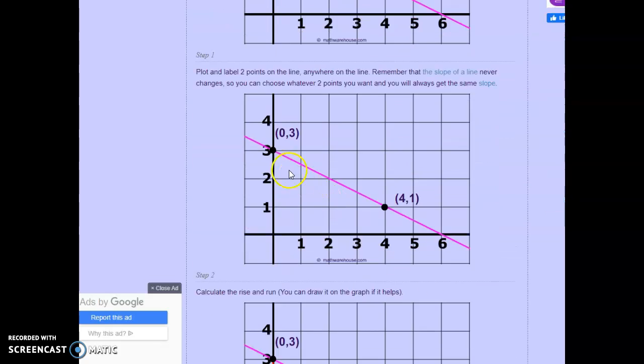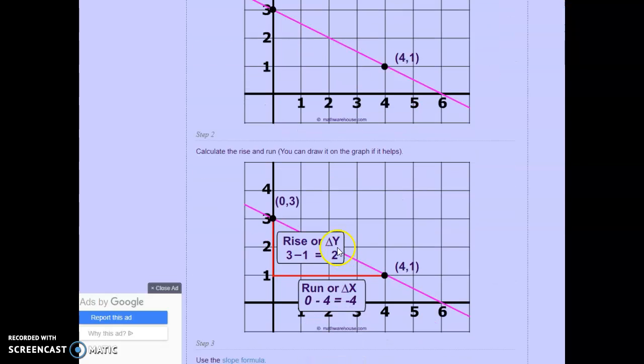So they chose these 2 points, and what you do is, if it's negative, because this is a negative slope going left to right, you choose the left point and you move to the right point. So to get a negative slope, you would fall and then run. So there's a picture of it here in red, fall and then run.